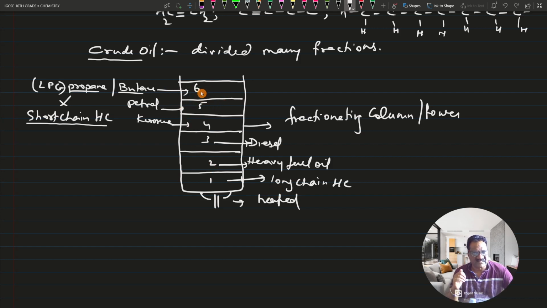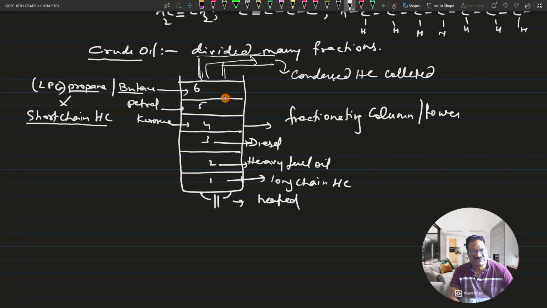So this fraction number 6 is going to boil first, because the hydrocarbons in this topmost layer have a low boiling point. So this is going to boil first. It will get converted into vapor, and this vapor will be collected and condensed. Once it is condensed, you can collect it in the liquid form, and that is how this condensed hydrocarbon is collected.